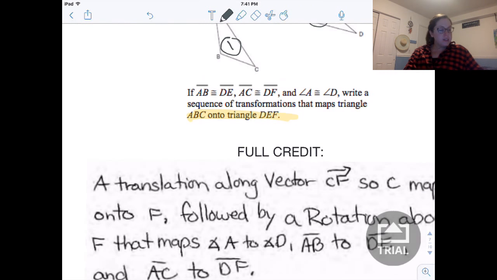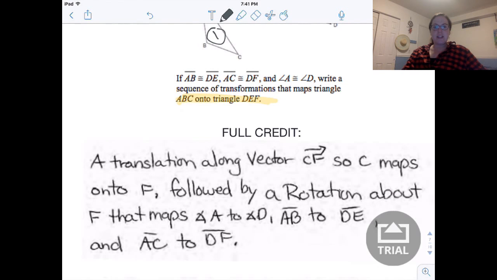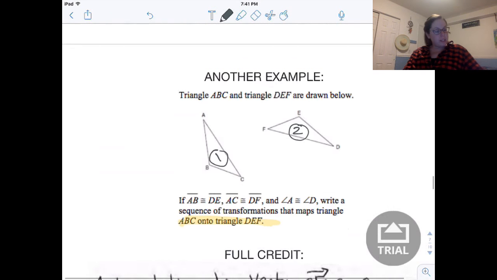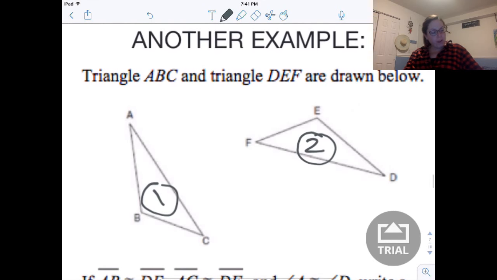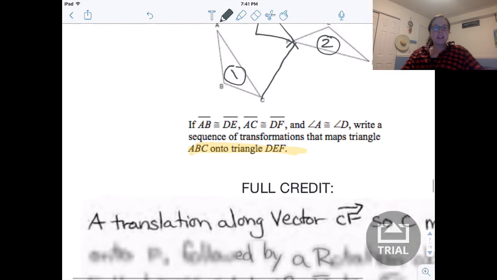So let's look at some examples. So this is the first one. They said a translation along vector CF so that C maps to F. So let's look at that. They took a point. They said this would translate up to here. And then my triangle would look like this. So that at least got them touching, okay? And notice how specific. They said along what vector, and they said what it mapped to.